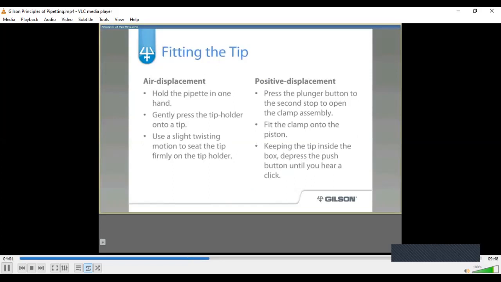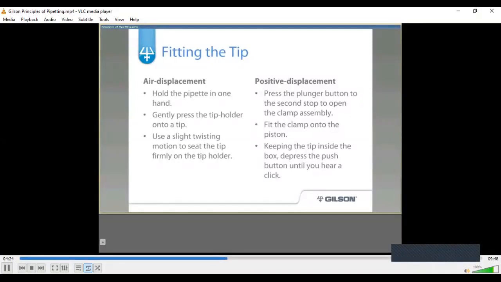Make sure not to hammer a tip onto the tip holder. This can cause a number of problems. It can cause a bend or break of the tip holder. It can also cause a bend of the piston assembly, which will have an impact on your accuracy. And it can also be extremely difficult to eject a tip that's hammered on.